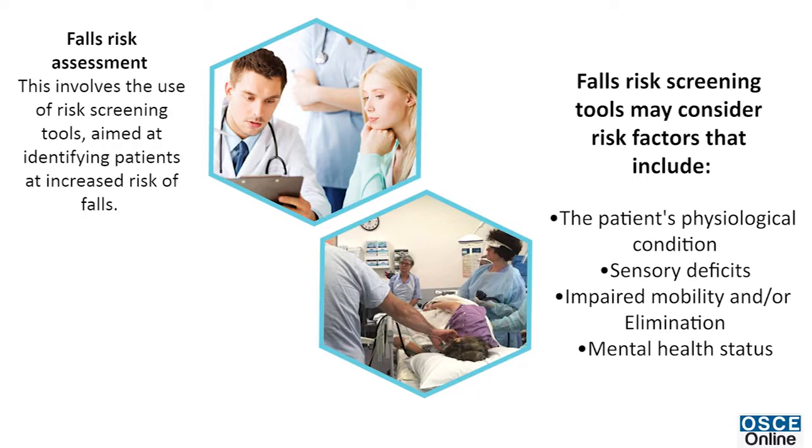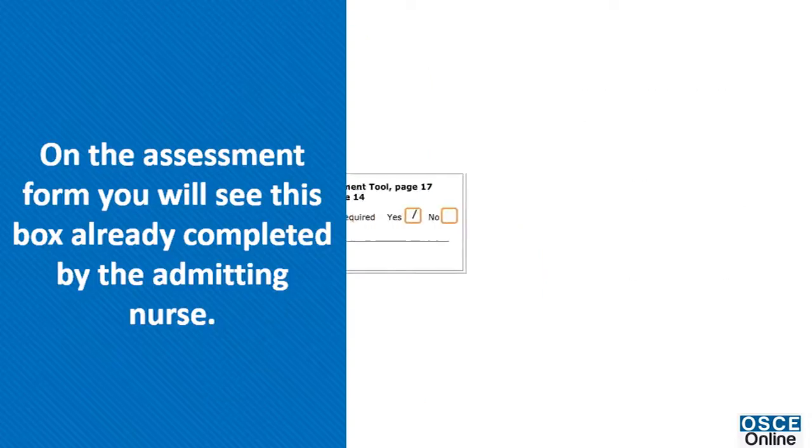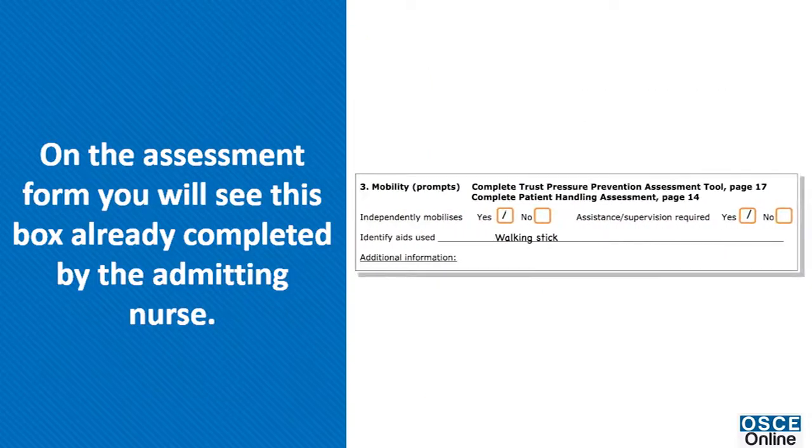Assessing Sumira's ability to safely mobilize. On the assessment form, you will see this box already completed by the admitting nurse. Sumira may have limitations in mobilizing out of bed and may need supervision or assistance to safely mobilize now. Sumira is dependent on her walking aid to safely mobilize, and due to the fact that she is now confused, assisted mobilization is highly recommended.